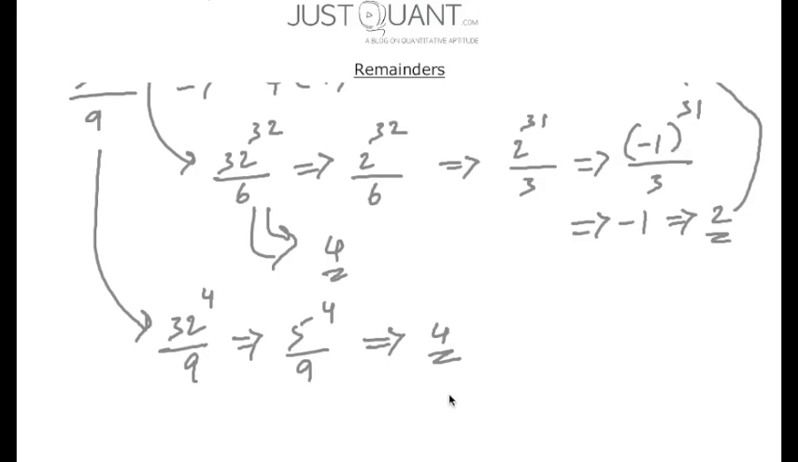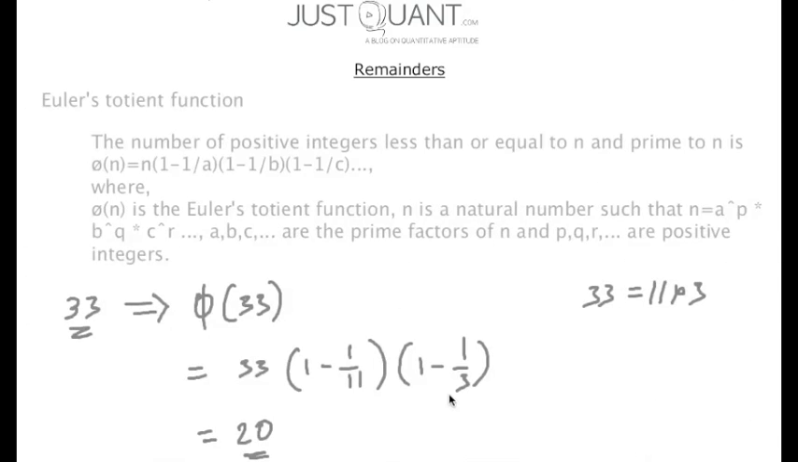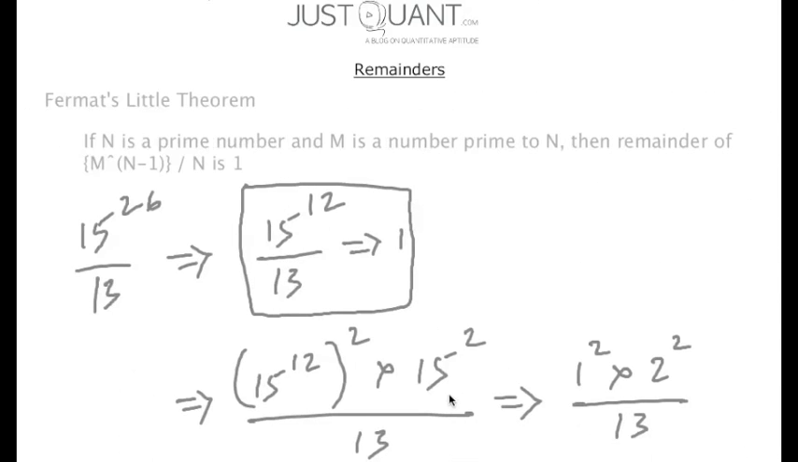So in this video we looked into Euler's theorem and Fermat's little theorem, and we tried to solve some problems based on them. In my future videos I'll try to cover a few more theorems on remainders. For now, I hope this is clear. Thanks a lot.